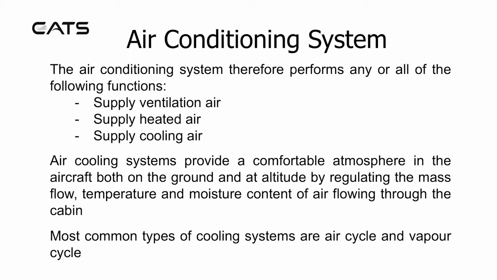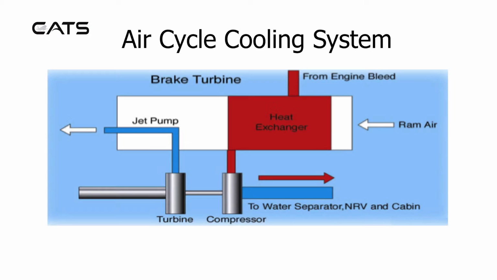Air cooling systems provide a comfortable atmosphere in the aircraft both on the ground and at altitude by regulating the mass flow, temperature, and moisture content of air flowing through the cabin. Most common types of cooling systems are air cycle and vapour cycle. The air cycle cooling system: the engine bleed air is fed through a heat exchanger, which is cooled by ram air.